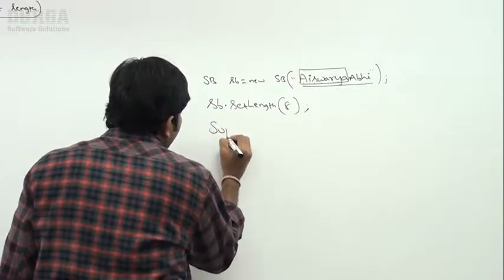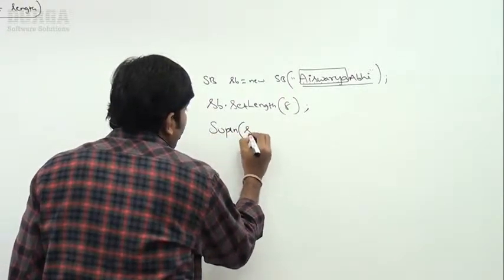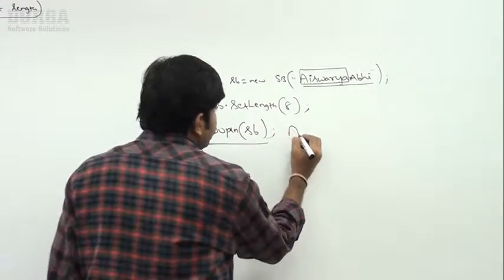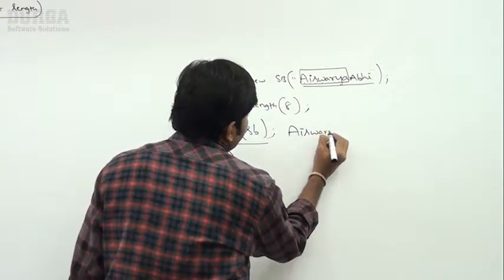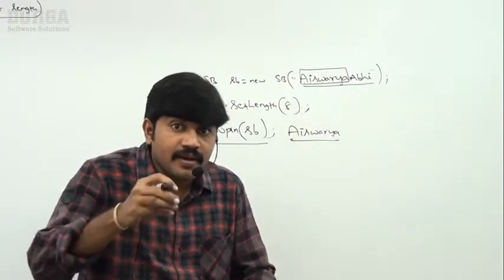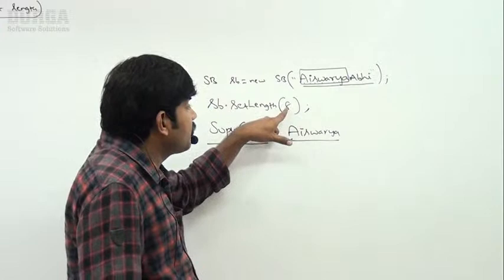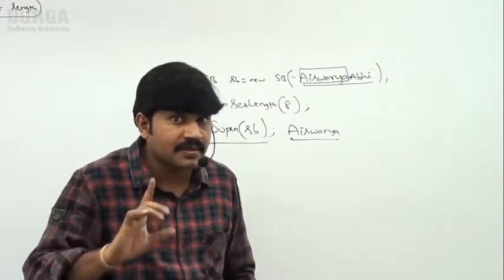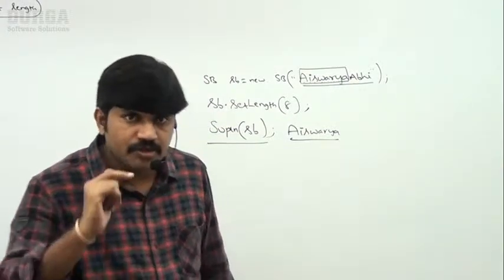Now System.out.println of sb. What answer are we going to get, sir? Aishwarya. If you want to set the length of the StringBuffer to a specified length, happily we can go for the setLength method. Clear? Let me execute this code.